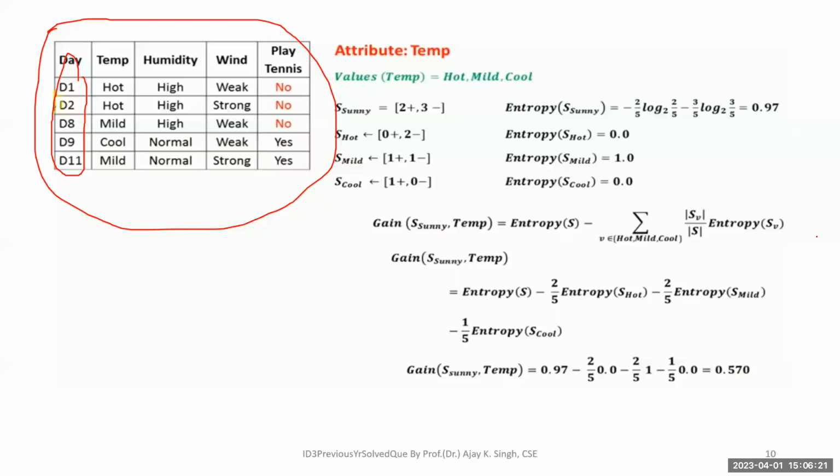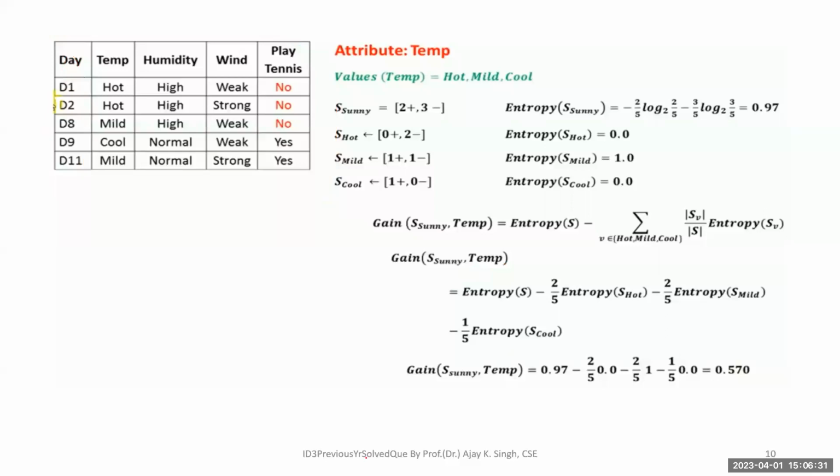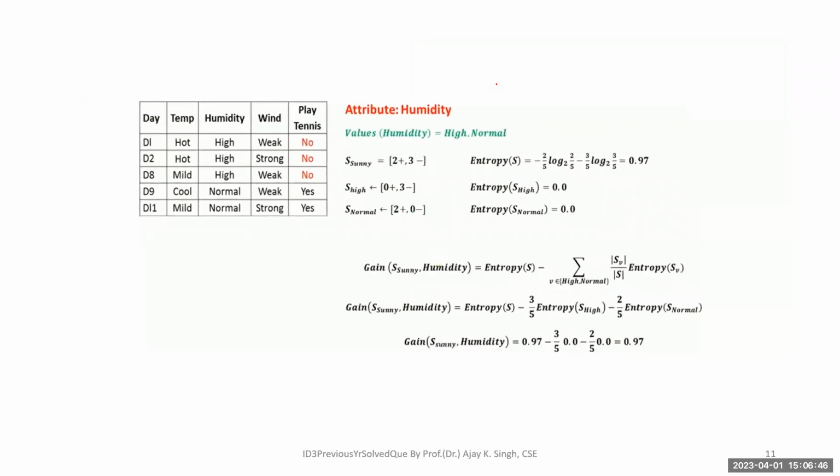Then we will go for another, and so on. For the time being, we are talking about the Sunny. In the same way, we are going to go for another aspect. Here also we are going to calculate the gain. This is for temperature. Next time I'm going to go for humidity. Next time I will go for wind.